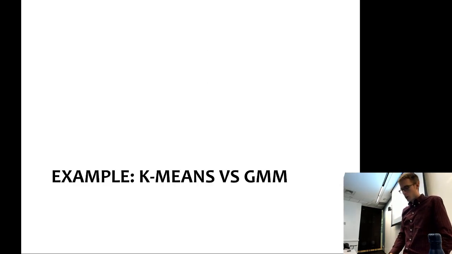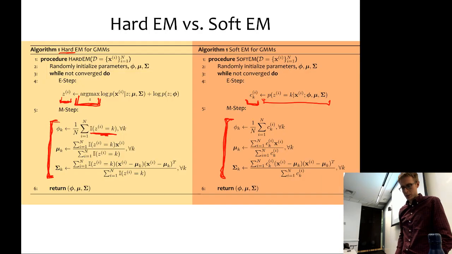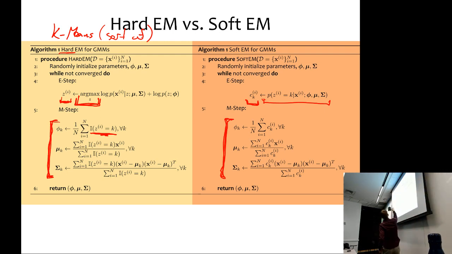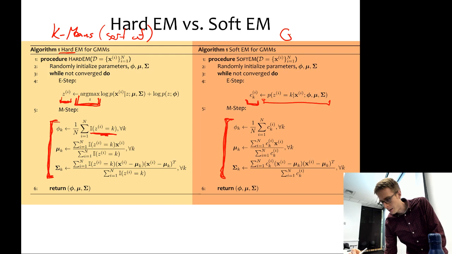So what I just showed you is actually k-means, and it's like a fancy k-means where we allow the k-means clusters to have a variance term. And this is just the standard EM for a Gaussian mixture model.